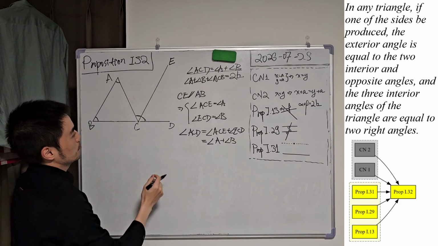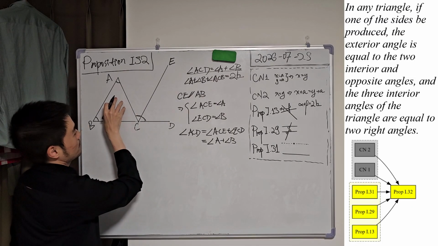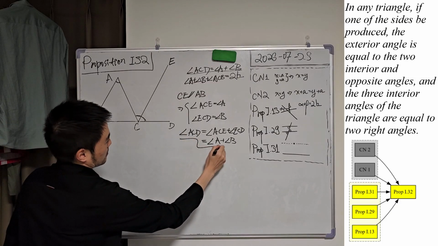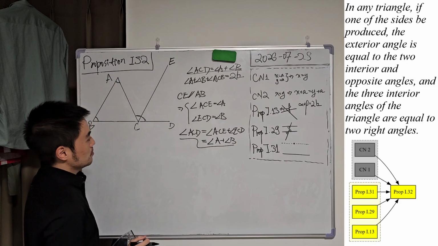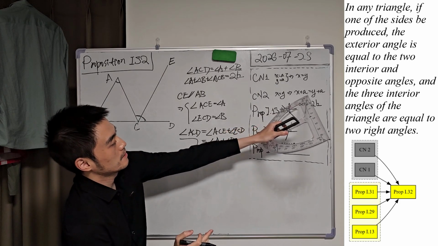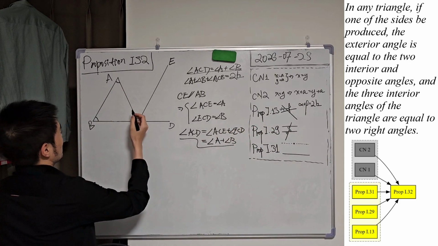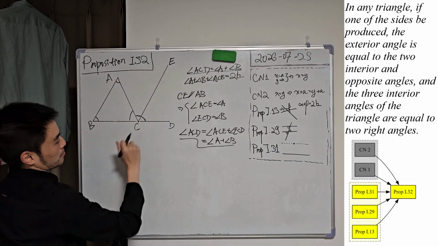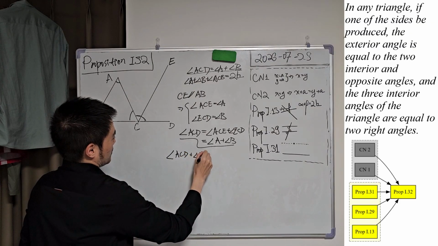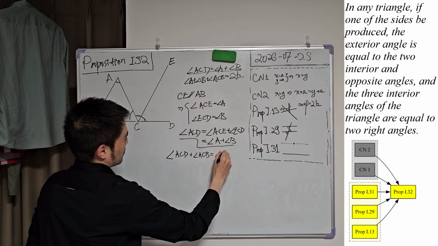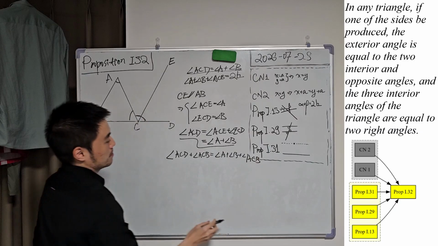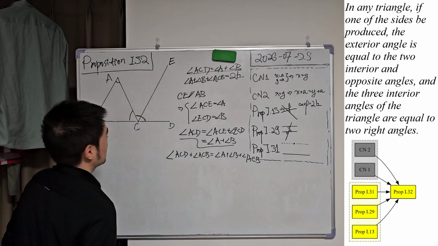And then let's try to prove the sum of three interior angles will be equal to two right angles. So think about this equality. We are able to add the same thing to both sides because of common notion 2, right? So let us add angle ACB to both sides. So we have angle ACD plus angle ACB will be equal to angle A plus angle B plus angle ACB, right? We add ACB to both sides.